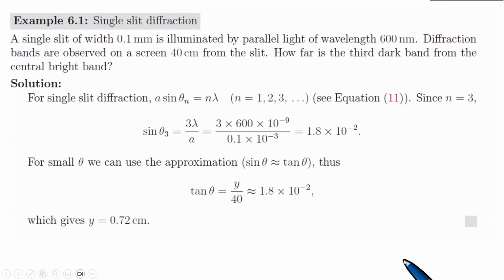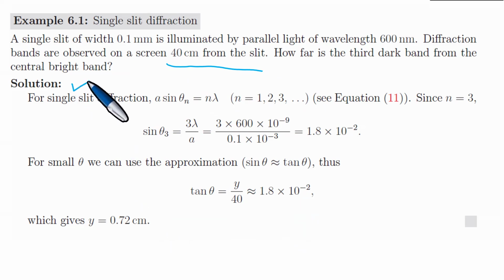Quickly, example 6.1: single slit diffraction. Let's discuss this example. A single slit of width 0.1 millimeters is illuminated by parallel light of wavelength 600 nanometers. Diffraction bands are observed on a screen 40 centimeters from the slit. How far is the dark band from the central bright band?